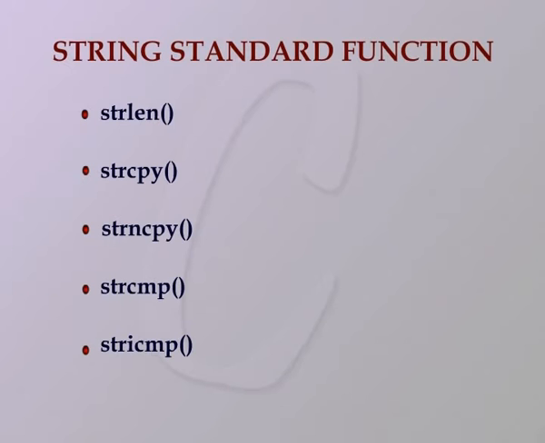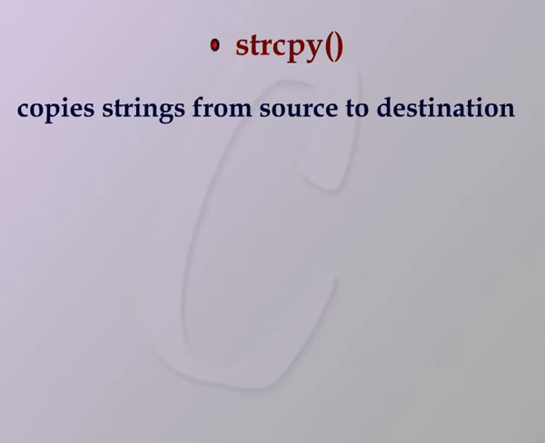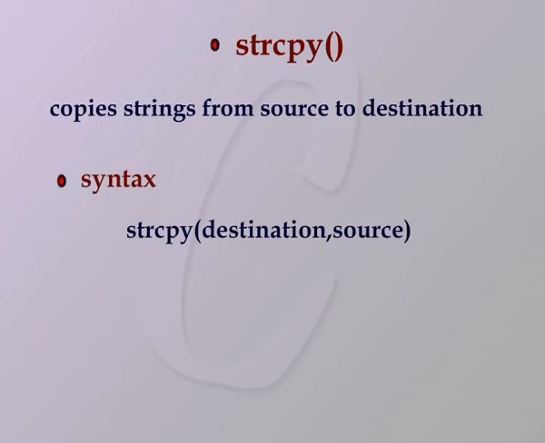Next, strcpy is to copy a string from one source to another. So the syntax is strcpy destination comma source. Now here you have to be careful, you have to give the string which is to be copied as a second argument. The source comes as a second argument. To which place it has to be copied, that should come first. So if you make a mistake over here, the compiler will get confused.